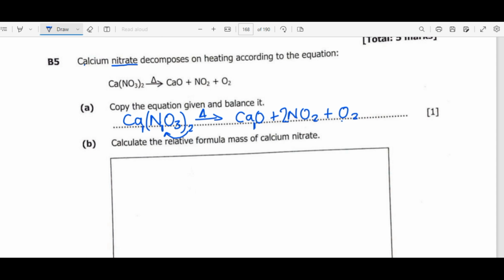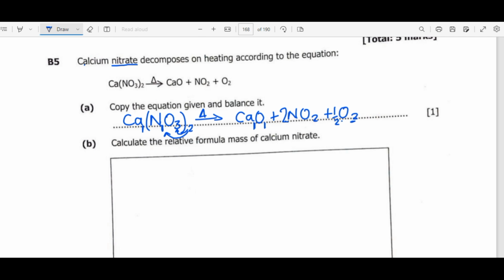Now let's check for oxygen. If this 2 is multiplied by 3, we are going to have 6 atoms of oxygen, but on the right side, if you look, 2 times 2 is 4. 4 plus 2, that is 6, plus this one here we have 7. So the equation is not balanced. Now if we are to balance this one, we need half. We need to put 1/2 in front of oxygen. But we don't need this one, we need a whole number.